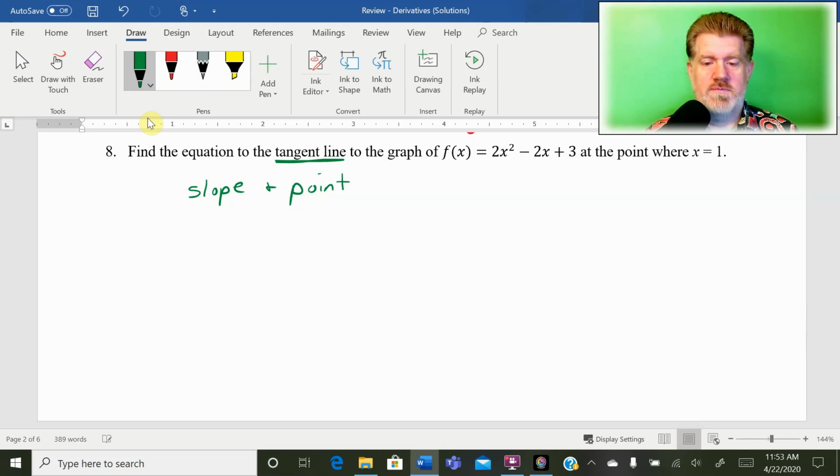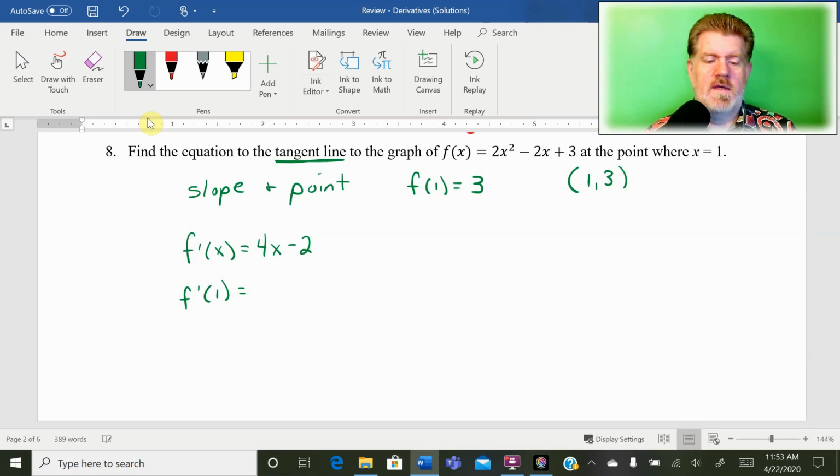Let's find the point first. We're looking at x equals 1. So what is f of 1? 2 minus 2, which is 0, plus 3. Our point is (1, 3). Now we just need our slope. And we find the slope by taking the derivative. 4x minus 2. So the slope at 1 is 4 times 1, which is 4. 4 minus 2 is 2.